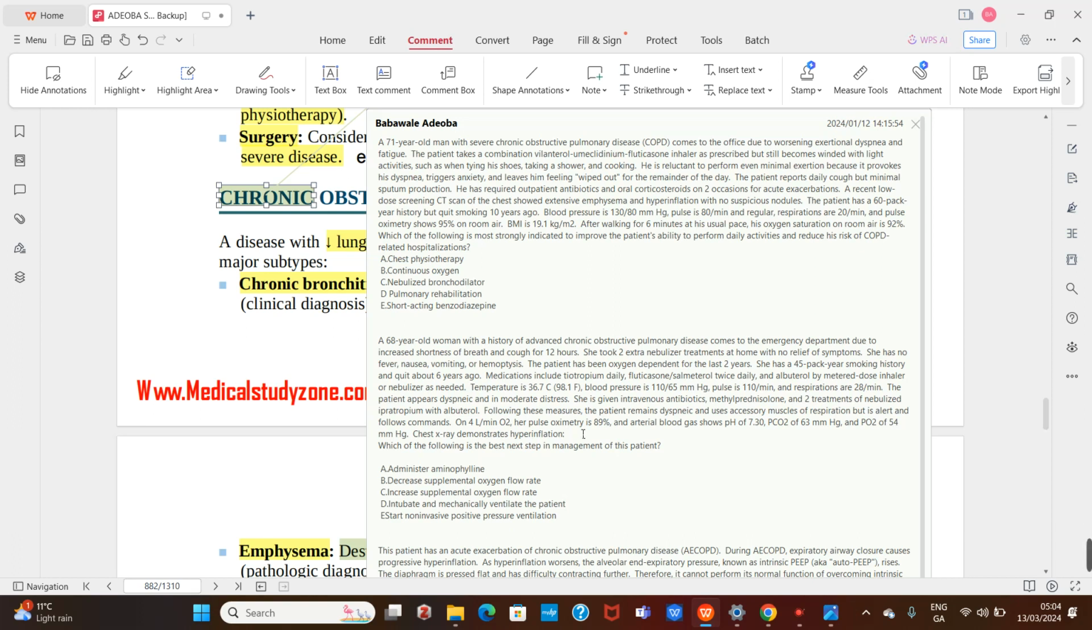Temperature is 36.7, blood pressure 110, pulse 110, respiration 28. The patient appears dyspneic and in moderate distress. She is given intravenous antibiotics, methylprednisolone, and 2 treatments of nebulized ipratropium with albuterol. Following these measures, the patient remains dyspneic and uses accessory muscles of respiration, but is alert and follows commands. On 4 liters per minute oxygen, pulse oximetry is 89%. Arterial blood gas shows pH of 7.3, PCO2 of 63, oxygen of 54. Chest X-ray demonstrates hyperinflation. Which of the following is the best next step in the management of this patient?